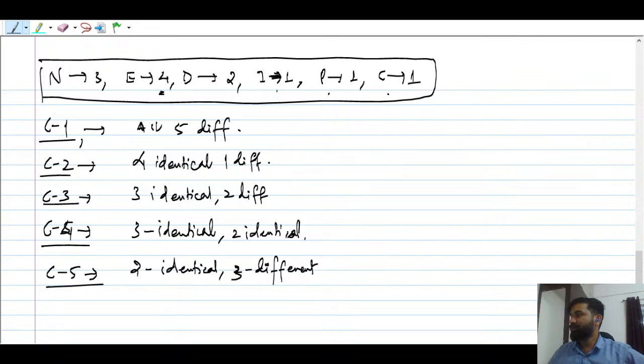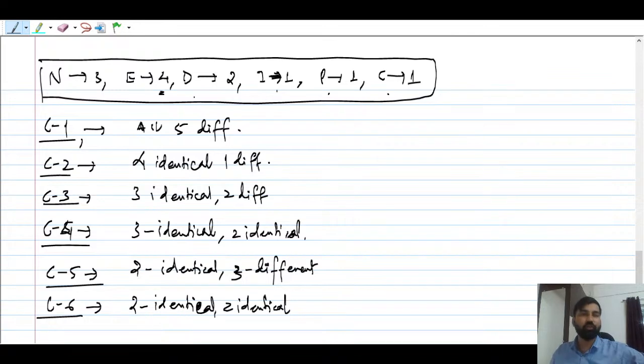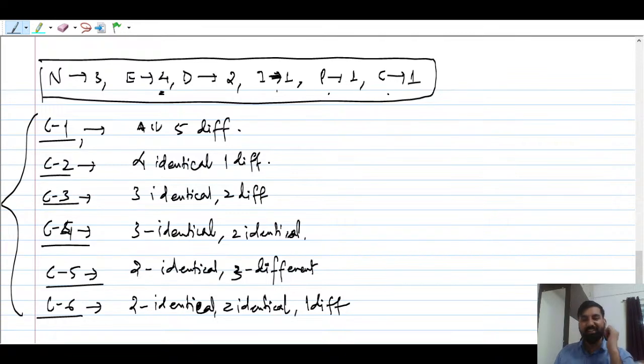Now case number 6 will be what, guys? Case number 6 will be 2 identical, and 2 identical again. Yes, 2 identical and 2 identical again, and then 1 different. I hope this makes sense to you, right? So these are the cases that you are going to get. Yes, we will see what is the answer.